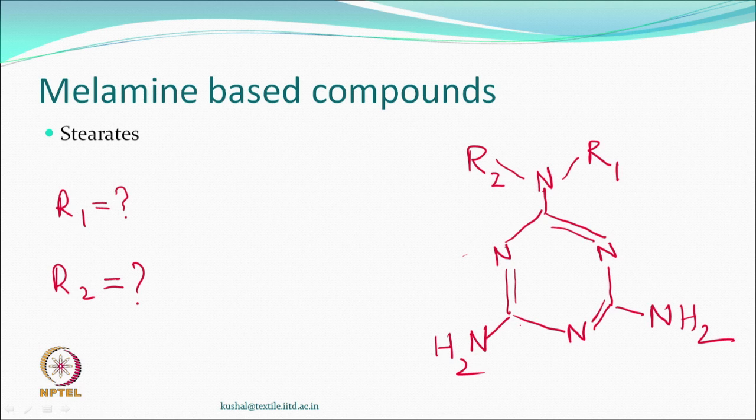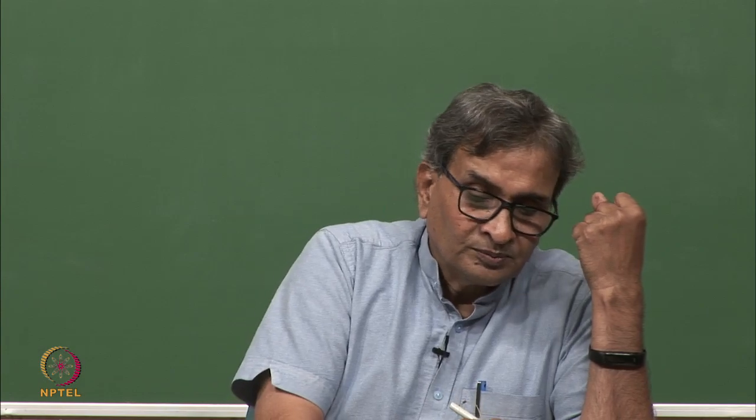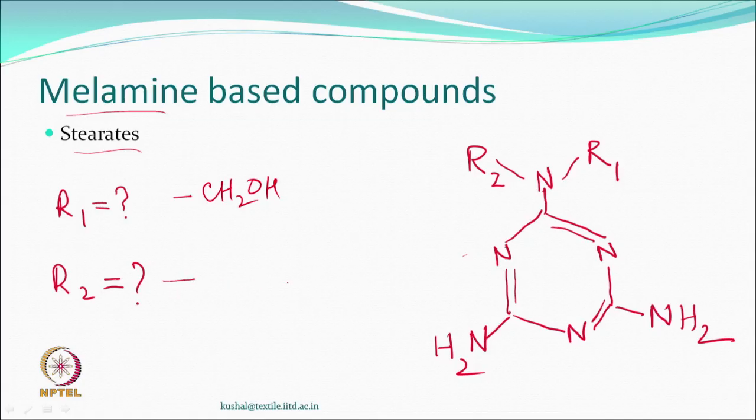Melamine compounds are also quite familiar. If you have stearates based on melamine compounds, they can also be made reactive. And how do we make them reactive? In this case, for example, you have R1, R2. If R1 is, let us say, CH2OH, then it can react, we know that. We need not have more CH2OH because we are not interested in cross linking, we are only interested in the formation of a covalent bond, which can happen, right. And R2 can be whatever you want.